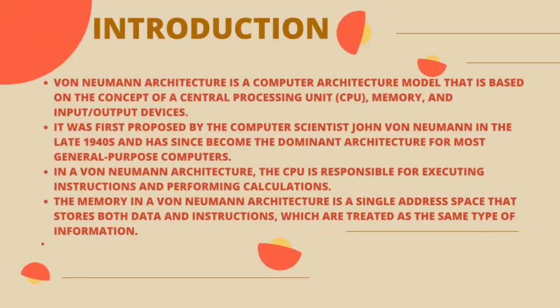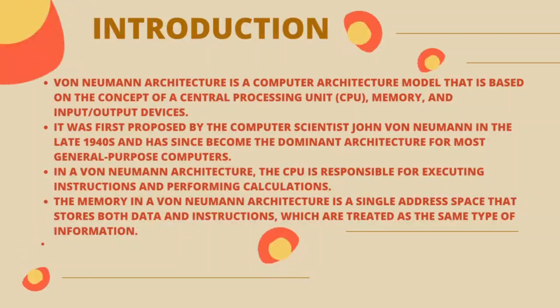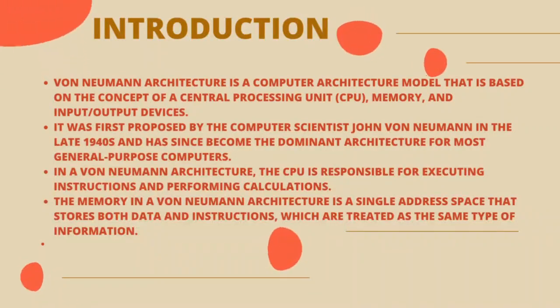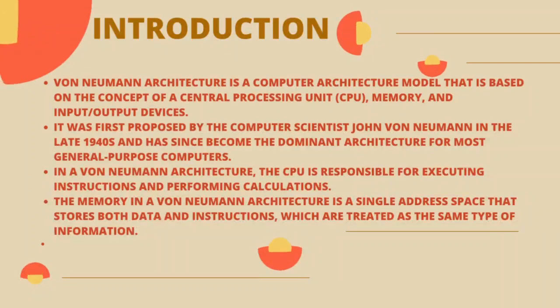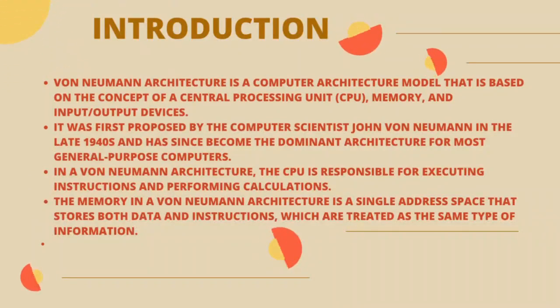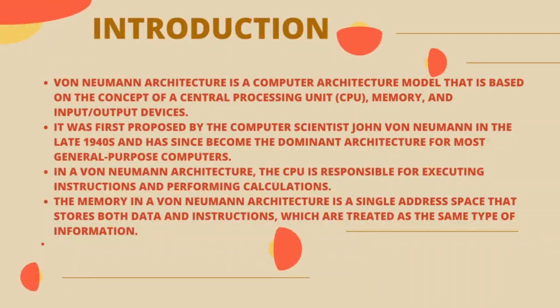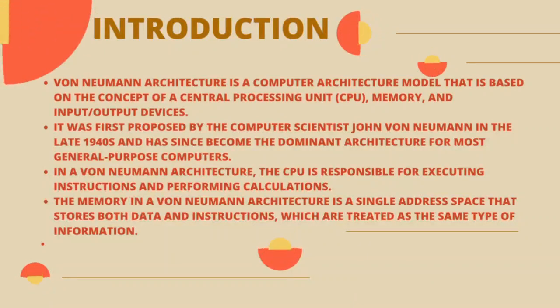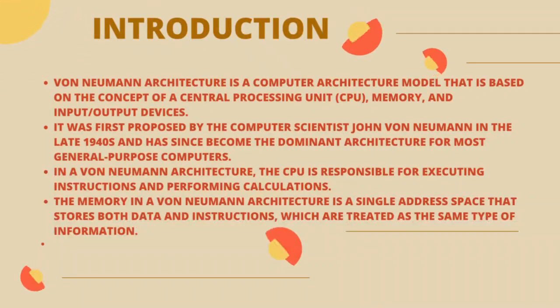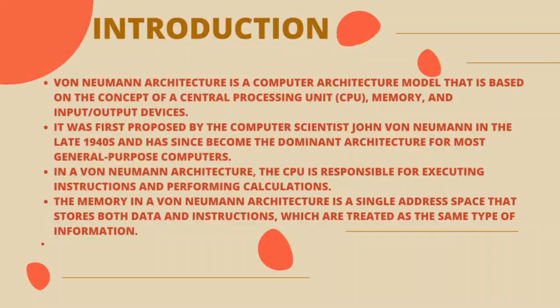So let's talk about the introduction. Von Neumann architecture is a computer architecture model that is based on the concept of the central processing unit, meaning CPU, memory and input-output devices. It was first proposed by computer scientist John von Neumann in the late 1940s and has since become a dominant architecture for most general purpose computers. In a von Neumann architecture, the CPU is responsible for executing instructions and performing calculations. The memory is a single address space that stores both data and instructions, which are treated as the same type of information.